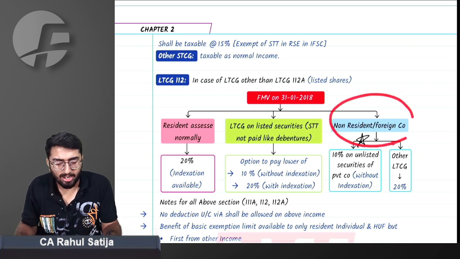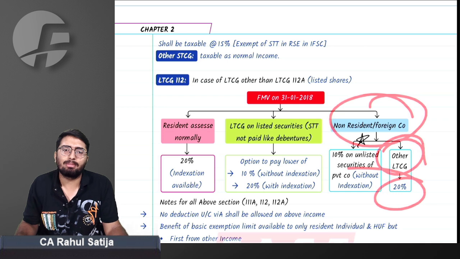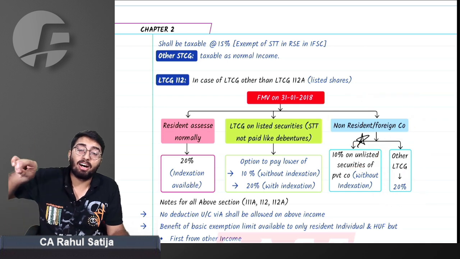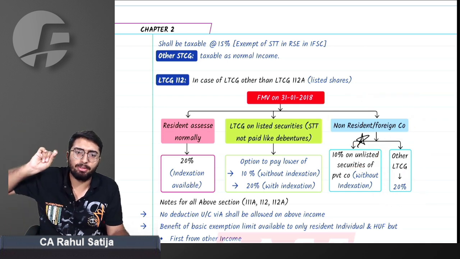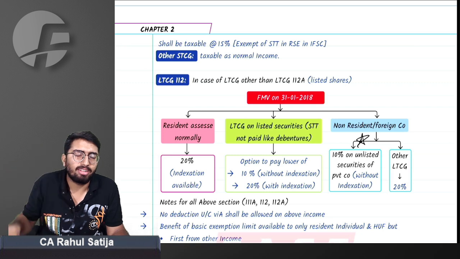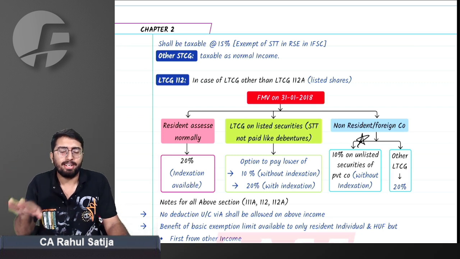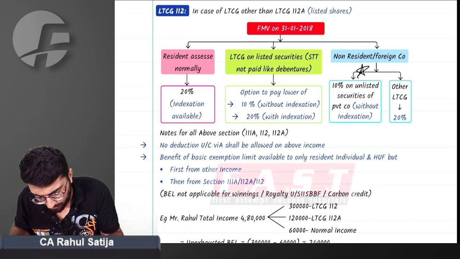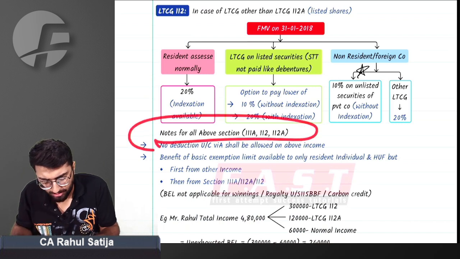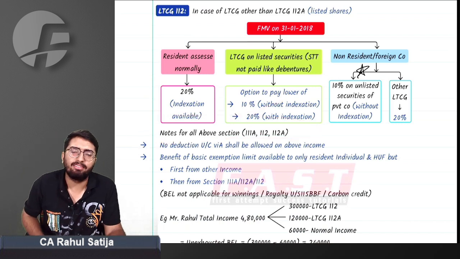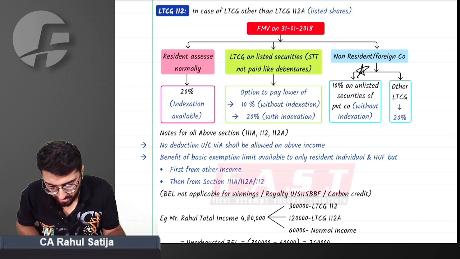What I said: for any non-resident, any other LTCG will be taxable at 20%, but any sale of unlisted equity shares of an Indian company will be taxable at the rate of 10% without indexation. Did you get this point or not? Got sir, got sir. Notes for all the above sections: 111A, 112A and 112. Notes for all three sections.